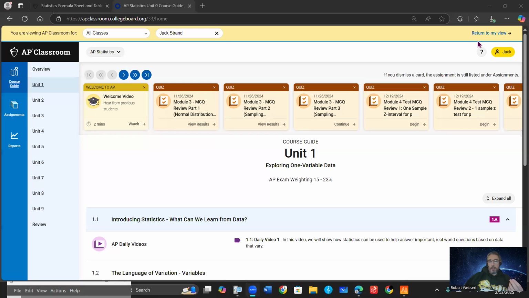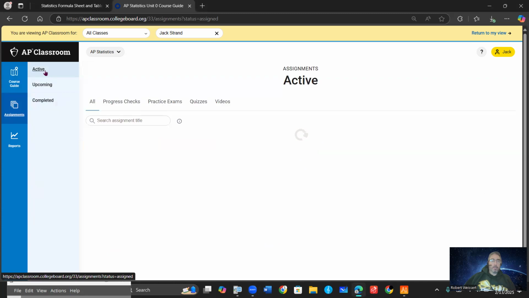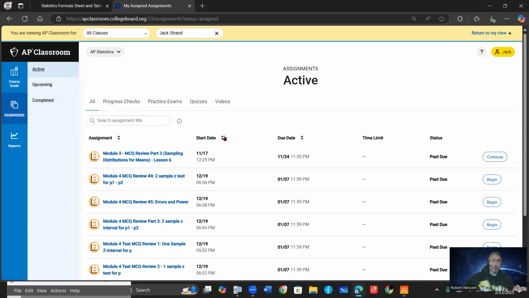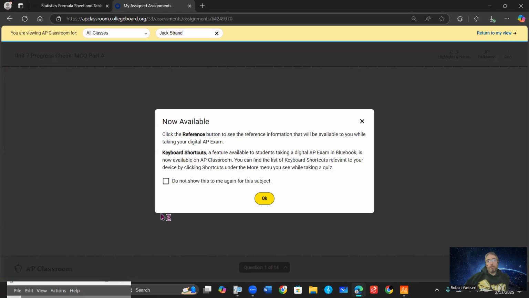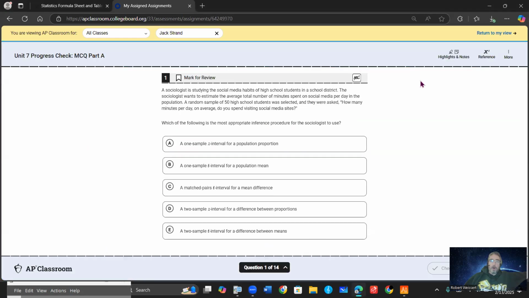Because your exam is going to be digital this year, I need to show you where the formulas are going to lie. They just introduced this feature literally this week. So if you look on one of the assignments I completed, let's say I want to go to the active assignments, and we will do the Unit 7 progress check multiple choice part A. And you can see they updated the reference sheet. So all of that is here.